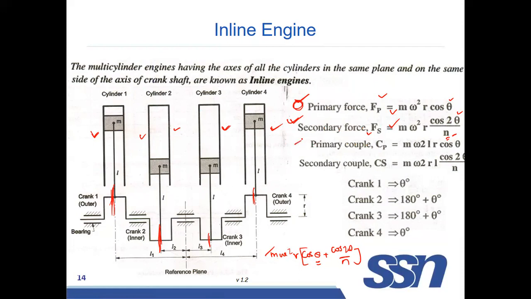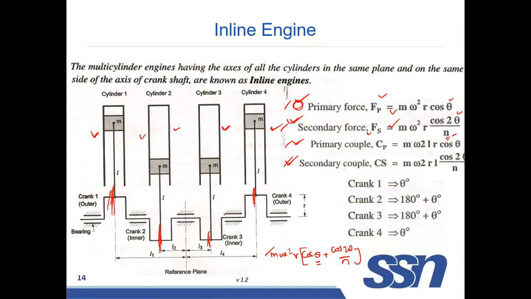Similarly, there are the primary couple and secondary couple. In the case of a single cylinder engine, there is no couple because there is only one cylinder and one force. Here, each cylinder is producing a force at different planes, so there will be a couple. Due to the primary force there will be a couple, and due to the secondary force there is a couple. So now we are interested in calculating the unbalanced primary force, secondary force, primary couple, and secondary couple of all the 4 cylinders.